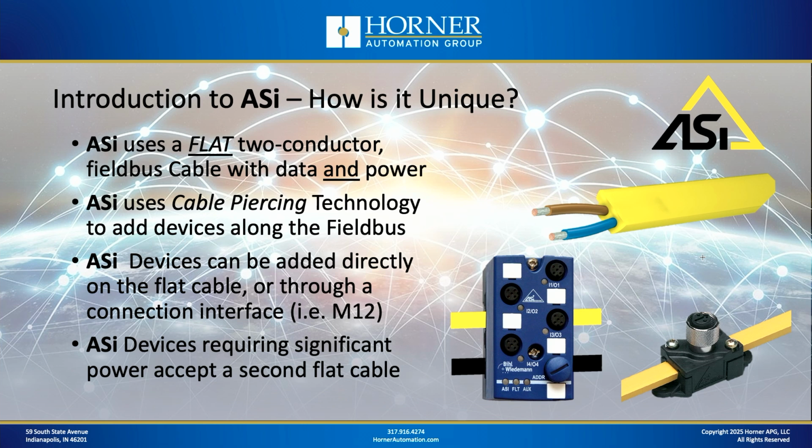Very unique. Now, again, devices can be added directly to the cable itself, or you might have an interface that's wired directly to the flat cable itself, and then use something like an M12 to connect it back to the sensor. Now, for ASi devices that require significant power, like output devices that are more than just LED lights or something, for instance, there is a second flat cable, which typically is black. Your standard ASi cable is yellow. It carries basic power as well as the network connection. And then the black cable is what's used for output power for those devices that take more current.